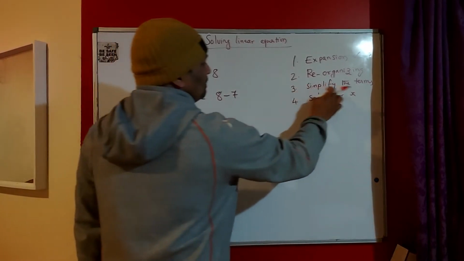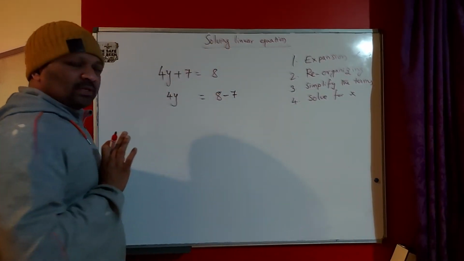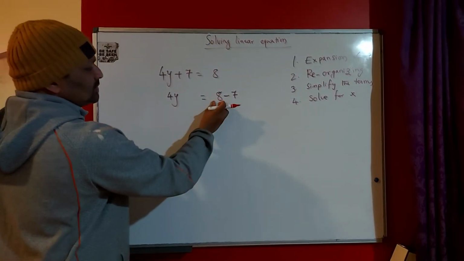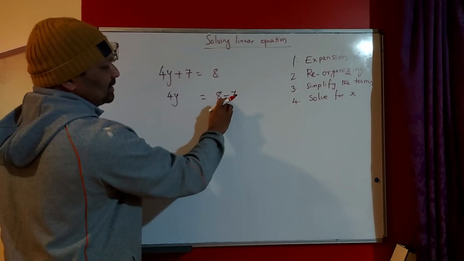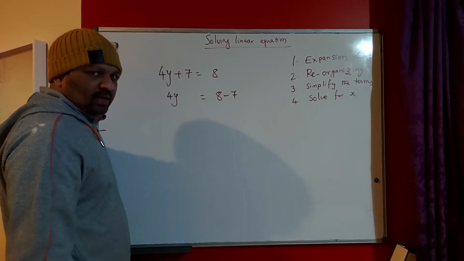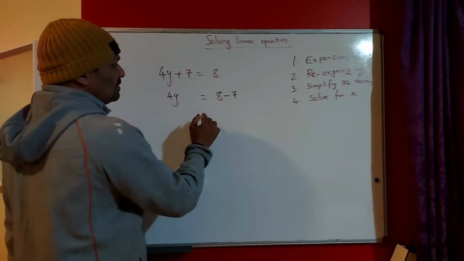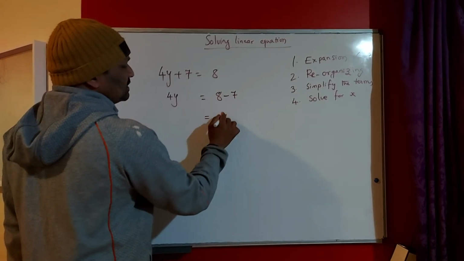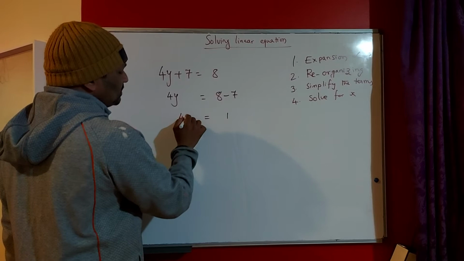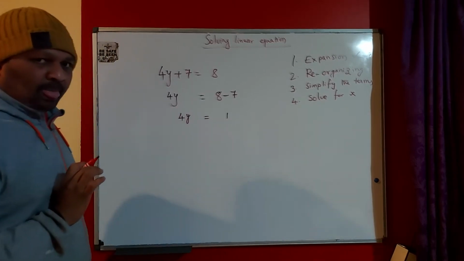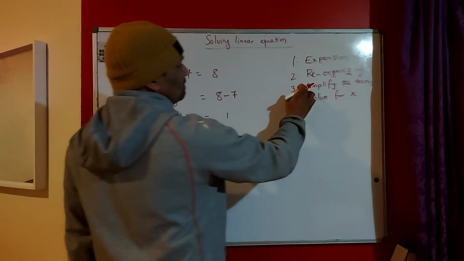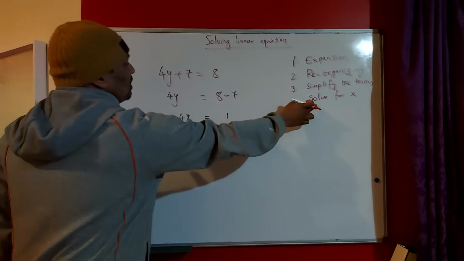Now simplify the terms. What are the terms that you can simplify? This is one term, this is another term, and there is a minus sign in between. These two terms you can simplify. After simplifying, you will get 8 minus 7, which is 1. On the left side, you still have 4y as it is. We have done this step. Simplification is done. And then solve for x.